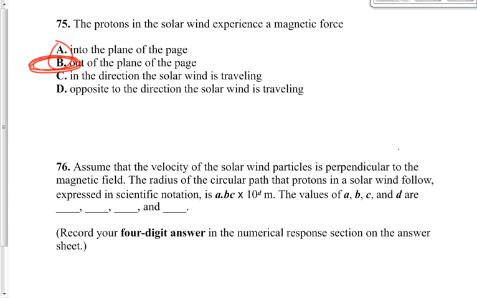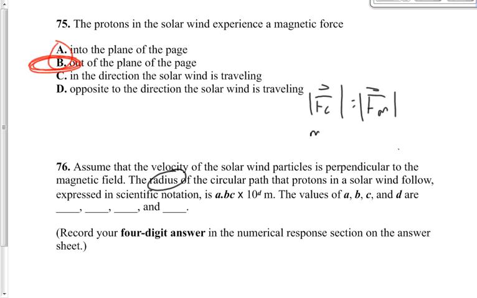Assume that the velocity of the solar wind particles is perpendicular to the magnetic field. What's the radius of the circular path that the protons follow? Look, we know that F equals qvB applies, F equals mv squared over r applies, and then F_C equals F_M applies. Since we're looking for the radius, odds are we're going to start off with this. You could start off with any of the other two equations that are applicable when charged particles move through magnetic fields, but this is what's likely going to work for us.